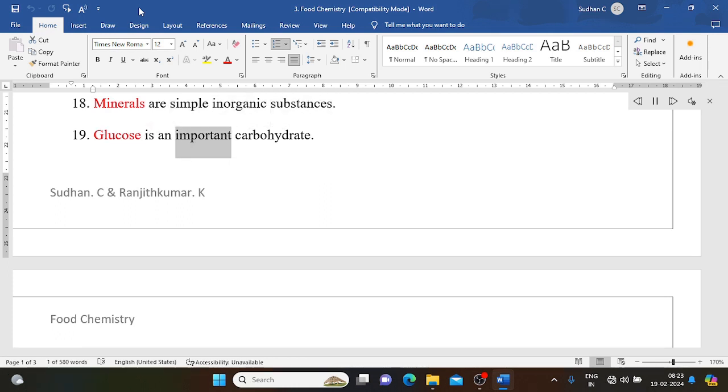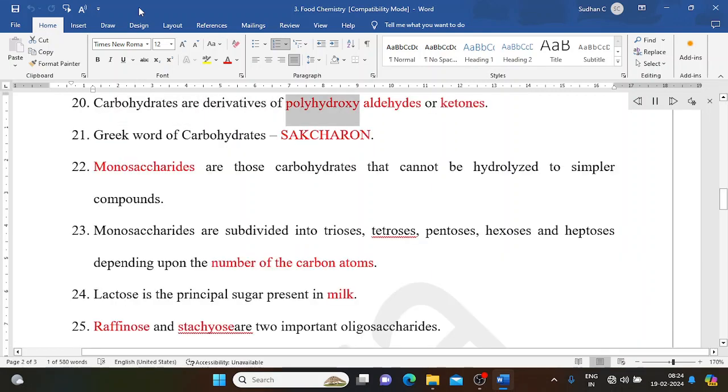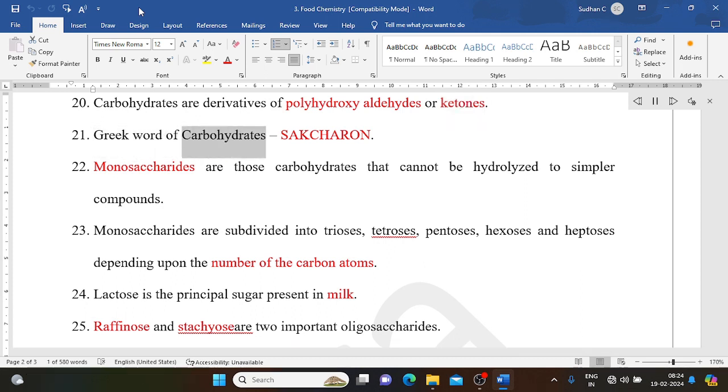Glucose is an important carbohydrate. Carbohydrates are derivatives of polyhydroxyaldehydes or ketones. The Greek word for carbohydrates is saccharon. Monosaccharides are those carbohydrates that cannot be hydrolyzed to simpler compounds. Monosaccharides are subdivided into trioses, tetroses, pentoses, hexoses, and heptoses depending upon the number of carbon atoms.